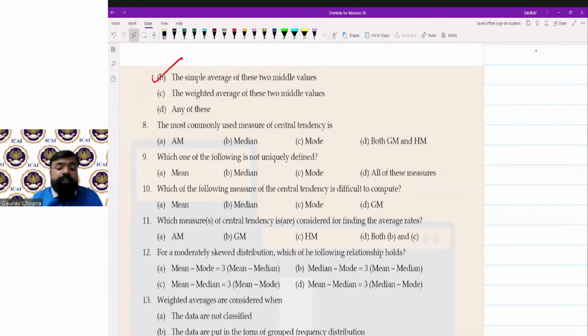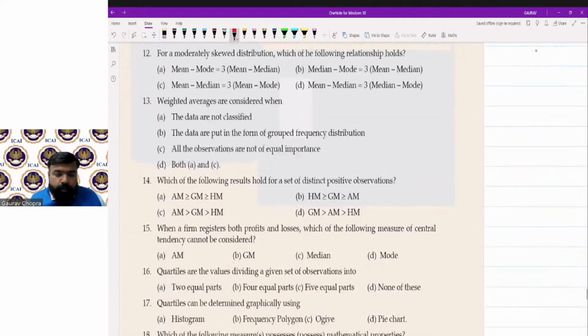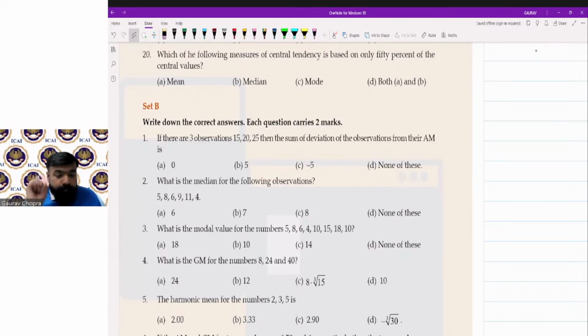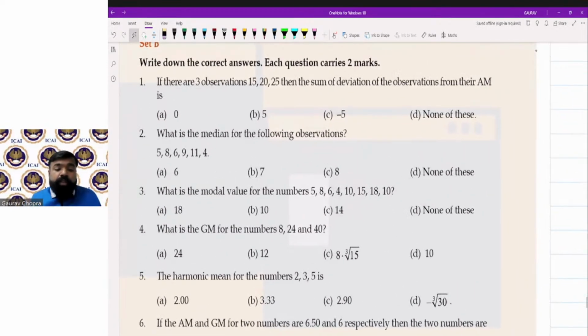The most commonly used measure of central tendency is the arithmetic mean. Now these are different topics. Set B, question number 1. If there are three observations, 15, 20, and 25, the sum of deviations of observations from the arithmetic mean is... Here we don't have to calculate. We know that the sum of deviations from the arithmetic mean is always 0. So simply write 0.